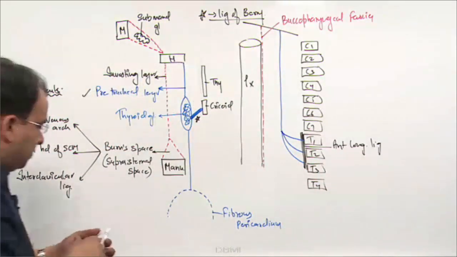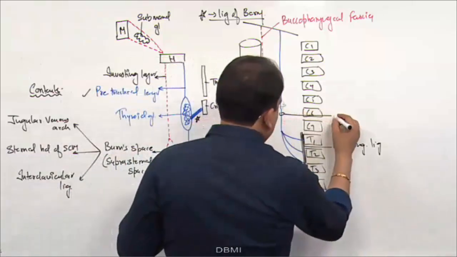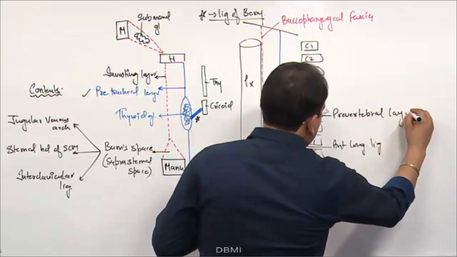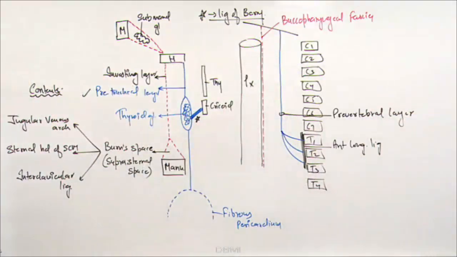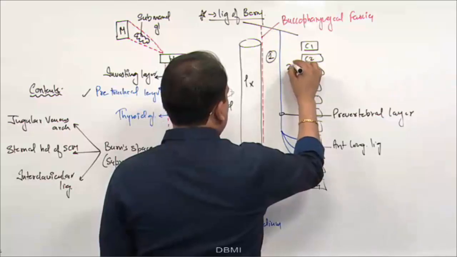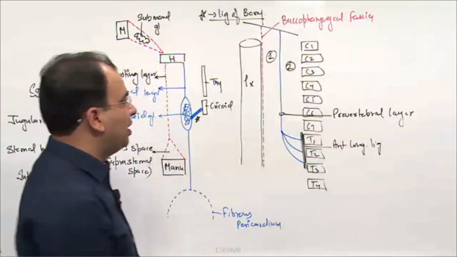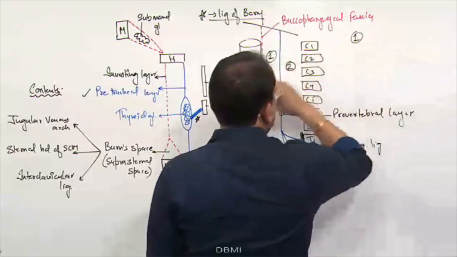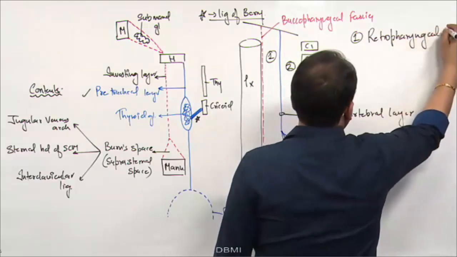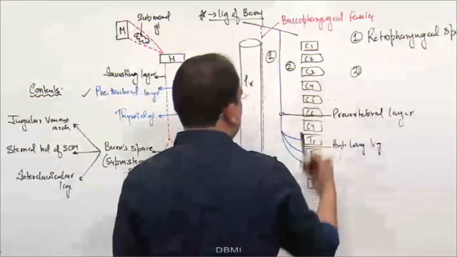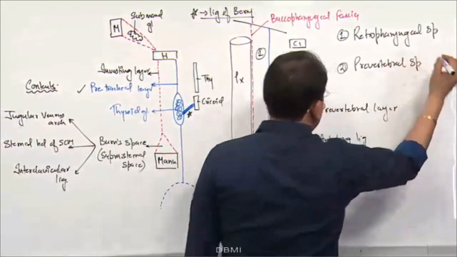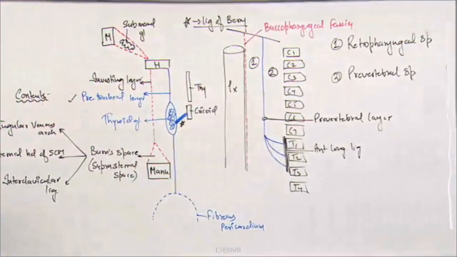So it fuses with the anterior longitudinal ligament of T1, T2 and T3. This layer is called the prevertebral layer. And now you can see the two spaces here. This is space number 1 and space number 2, although it is present between the LR fascia, which we are not drawing here. Space number 1 is called the retropharyngeal space, and space number 2, behind the prevertebral fascia, is called the prevertebral space.